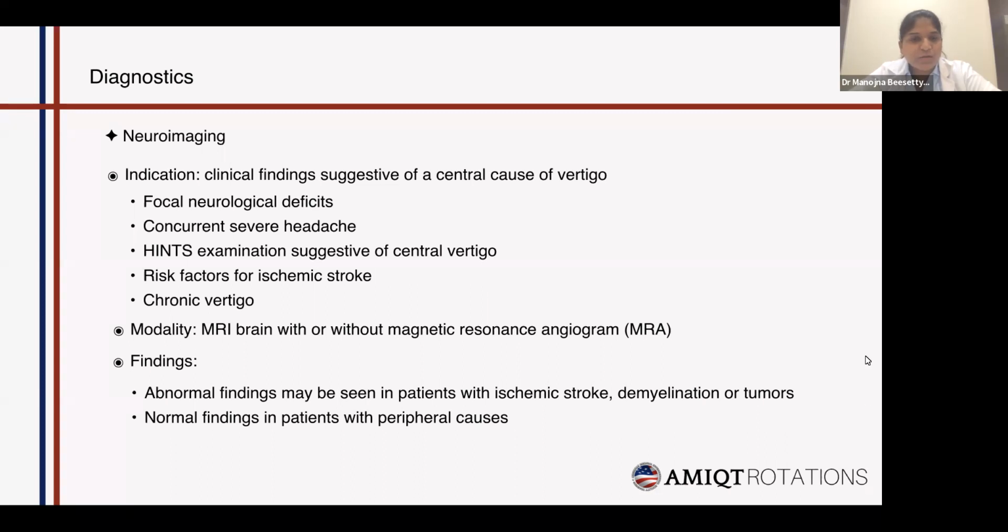How are we supposed to do the MRI? The MRI could be done with or without magnetic resonance angiogram. Abnormal findings may be seen in patients with ischemic stroke, demyelination in conditions like multiple sclerosis, or tumors. All these conditions are central causes of vertigo, and the MRI shows normal findings in patients with peripheral causes of vertigo.